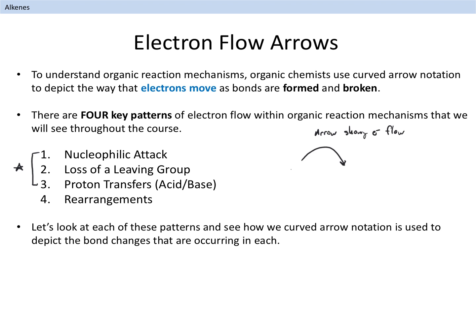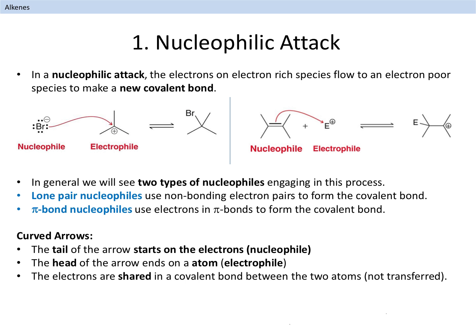Let's look at each of these patterns, and see how curved arrow notation is used to depict the bond changes that are occurring in each. Let's look at the first of the 4 mechanistic patterns first, the nucleophilic attack.